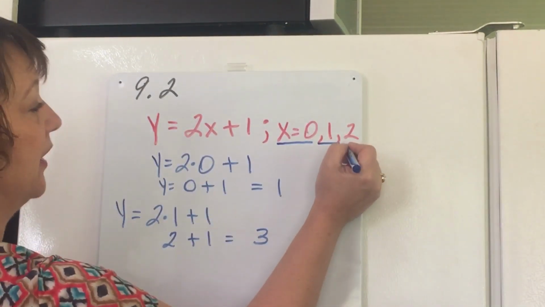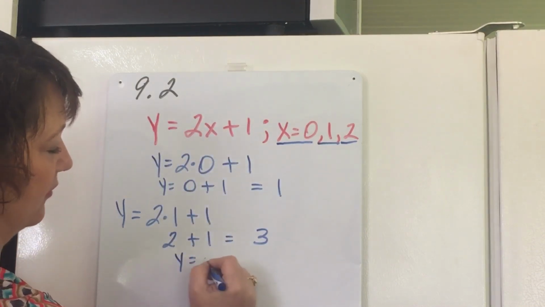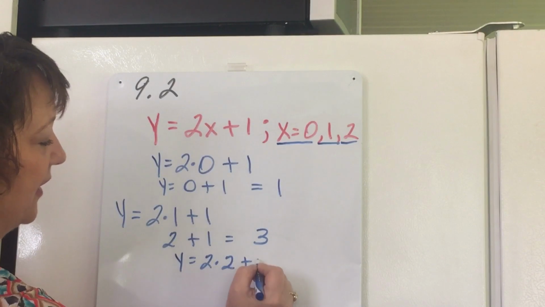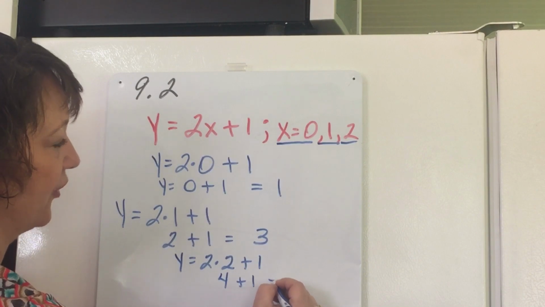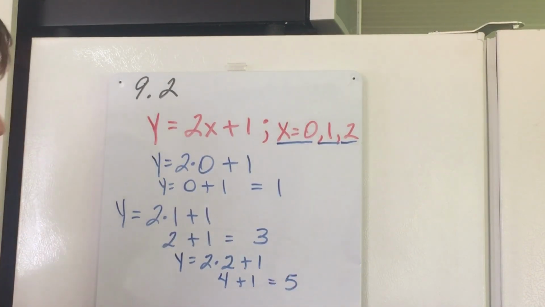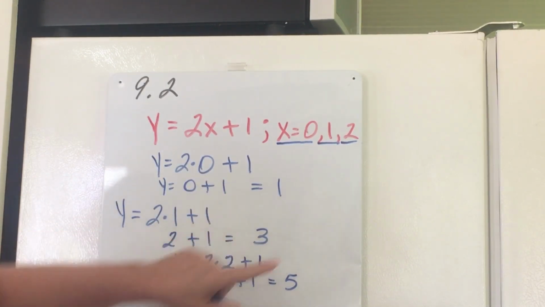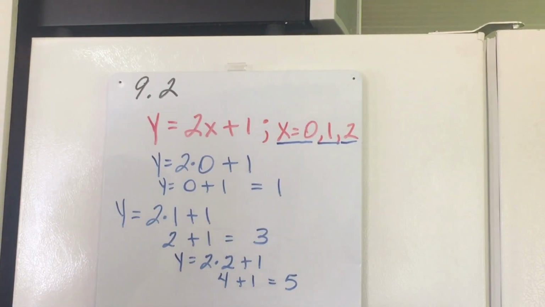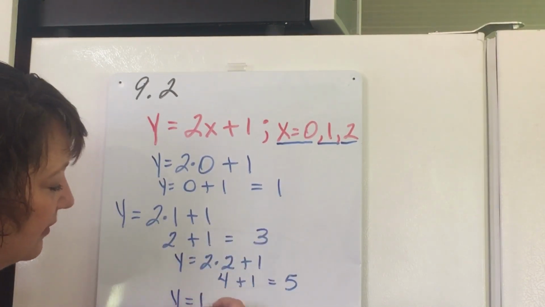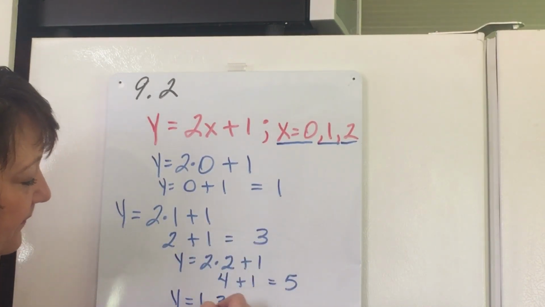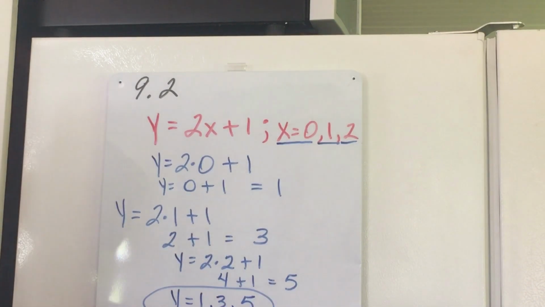One more time. Plug a 2 where this x is. So that makes it y equals 2 times 2 plus 1. 2 times 2 is 4 plus 1. So y could be 5. Oh, I see a pattern. 1, and then plus 2, plus 2. Do you see that? So when you type in your answer on your Google Doc, it will look like this. Y equals 1, 3, and 5. And that's what your answer will look like, okay?